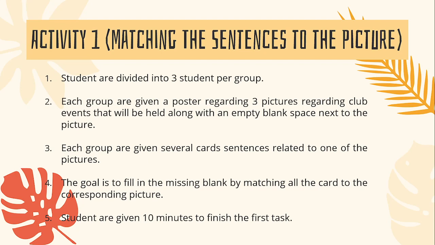Okay. So each group is given cards that have 1 sentence per card, which is related to one of the pictures. So the goal is to fill in the missing blanks by matching all the cards to the corresponding pictures, basically by matching the sentences that relate to the picture itself. The students are given 10 minutes to finish the first task. So the goal, in recap, is to match the sentences on the cards given to them with the correct picture on the poster.